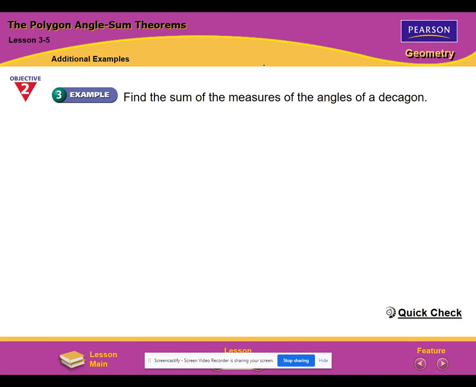Find the sum of the measures of the angles of a dodecagon. A dodecagon has 12 sides, so that calculation would be n minus 2 times 180. That would be 10 times 180, which is 1,800.